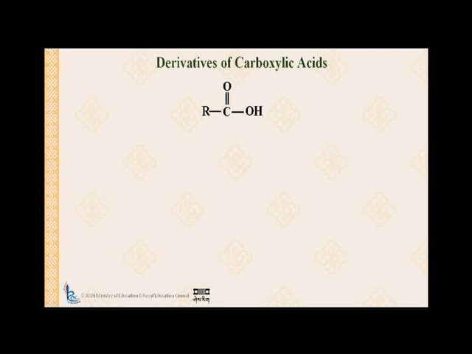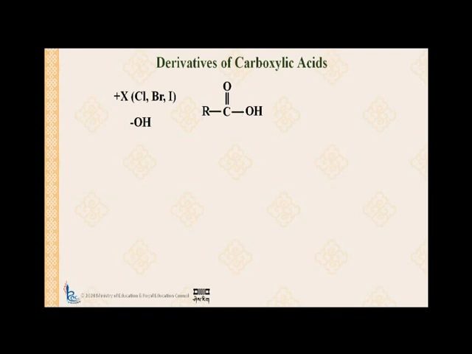This is the general formula of carboxylic acids, and to study the derivatives of carboxylic acids, we need to focus on the hydroxyl group that is present on the carboxylic acid. You must remember that this hydroxyl group is expendable, that means it can be removed and replaced with some other substances. First of all, let's say that this OH is removed and replaced by a halogen, generally represented as X, such as chlorine, bromine, and iodine.